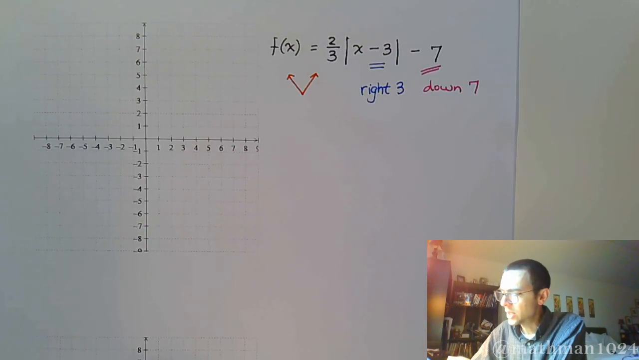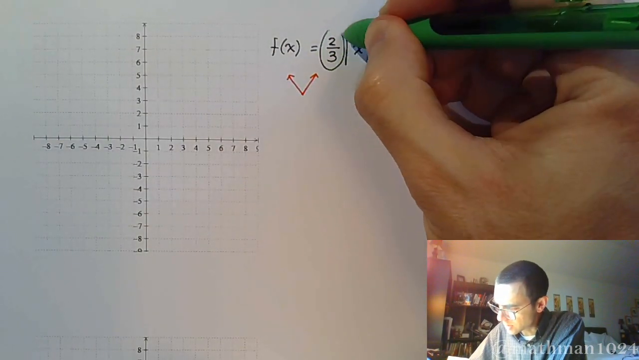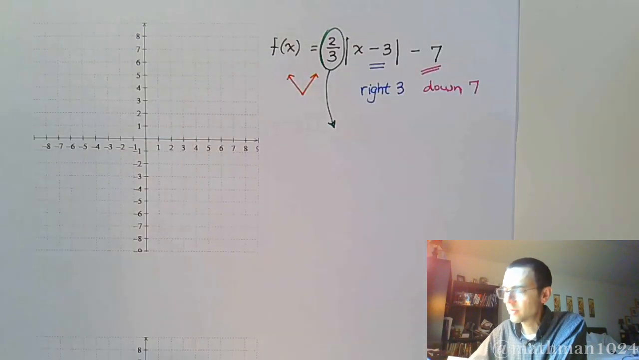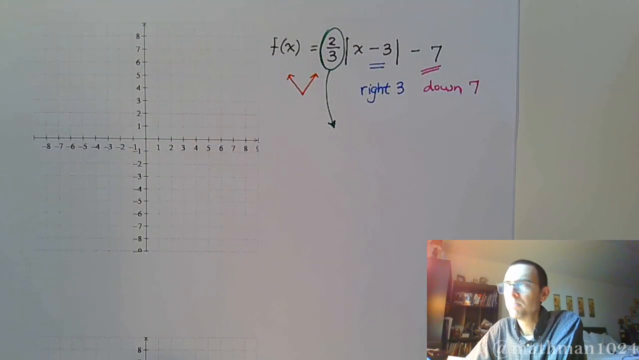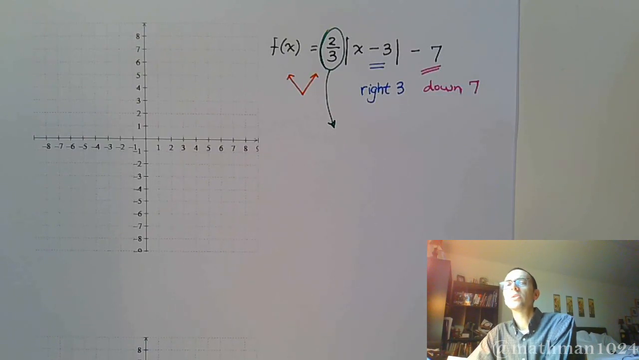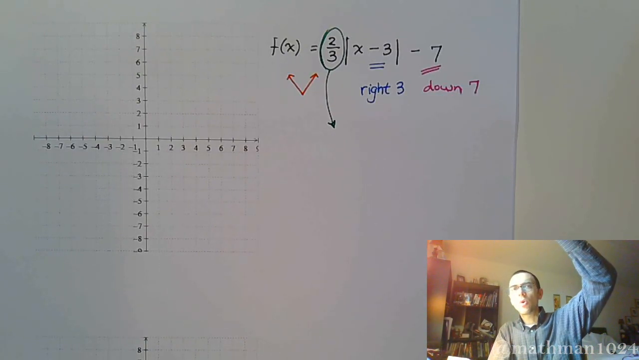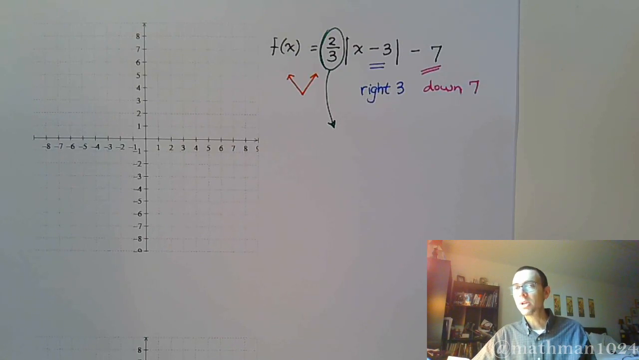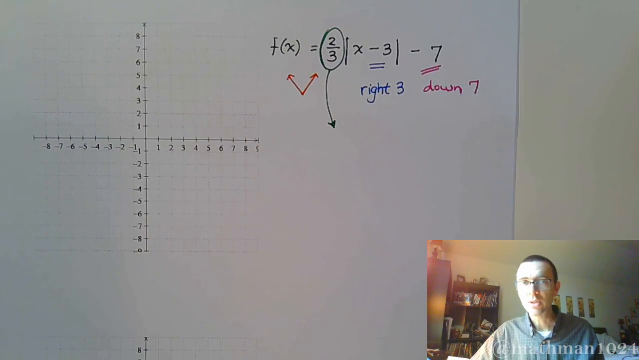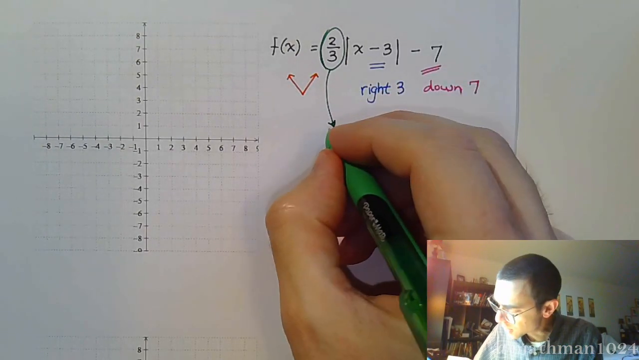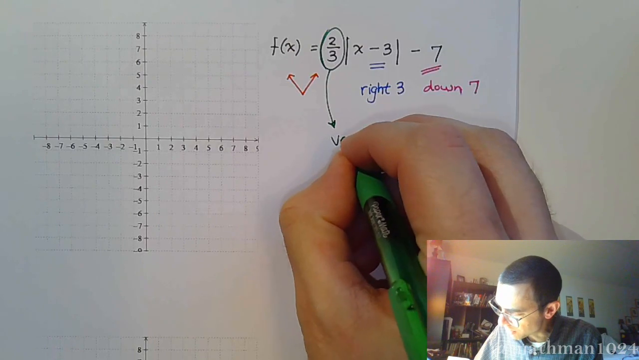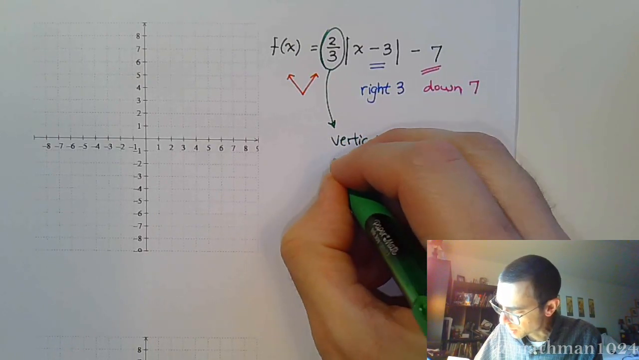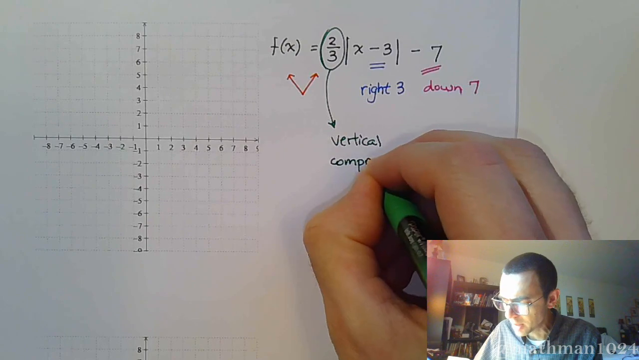The last thing that we need to discuss is this 2/3. Now, having a 2/3 in front, since it's not a 1, is either going to stretch us vertically or it's going to compress us. And it all comes down to how big is that number in terms of absolute value. Is it bigger or smaller than 1? Well, clearly 2/3 being a proper fraction is smaller than 1. So this means that I'm going to end up with a vertical compression.